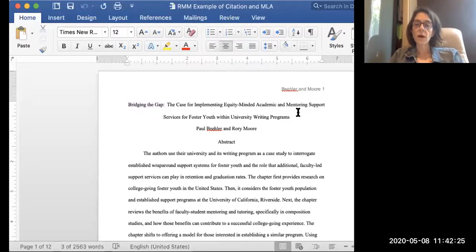So this is part proposing a solution and part arguing a position paper in terms of the extraordinary needs that we feel foster youth on university campuses have to increase their support services above and beyond other student groups, okay?